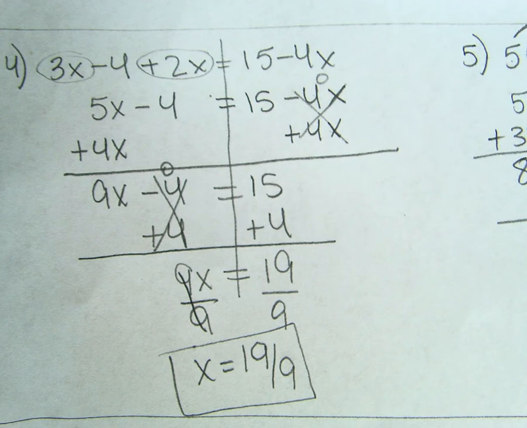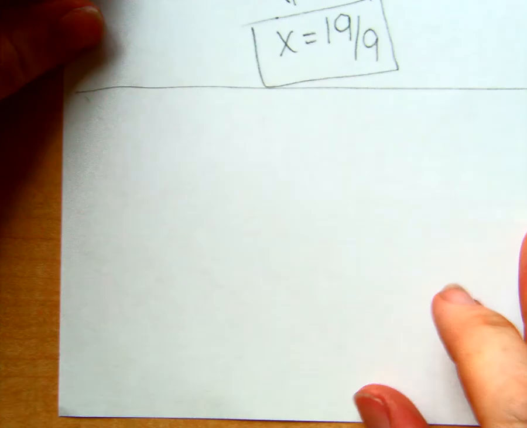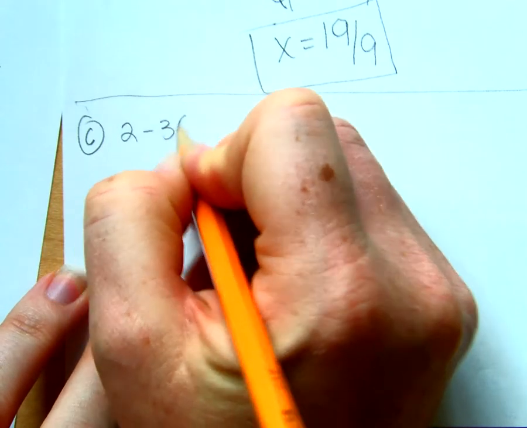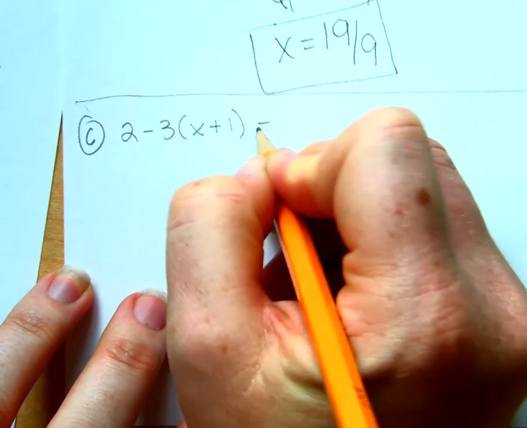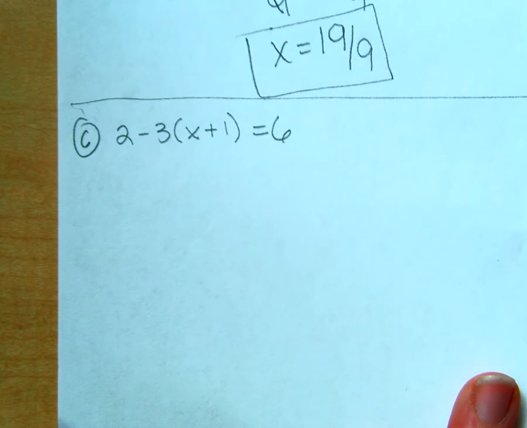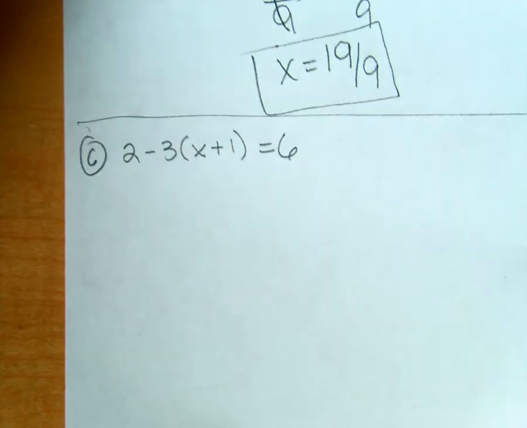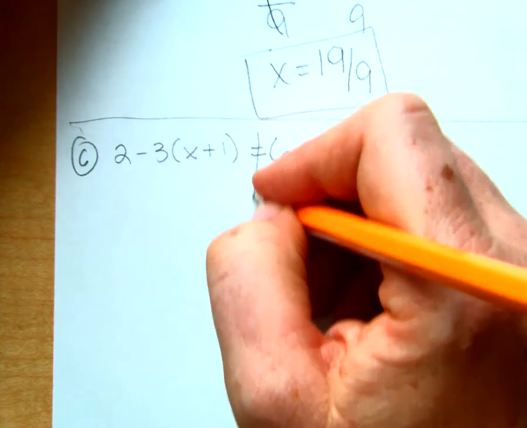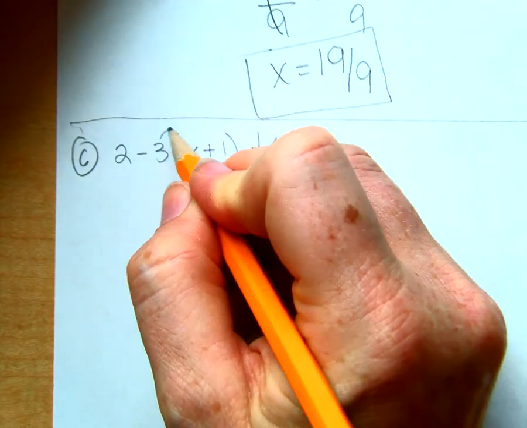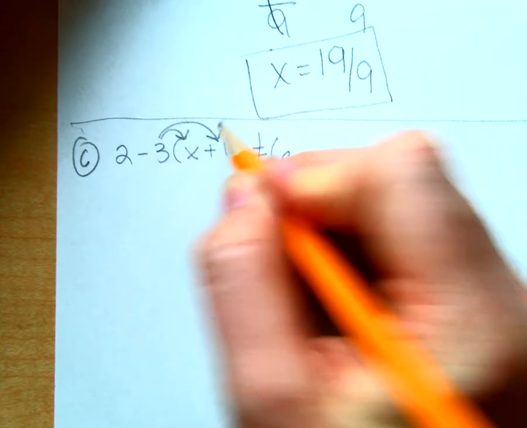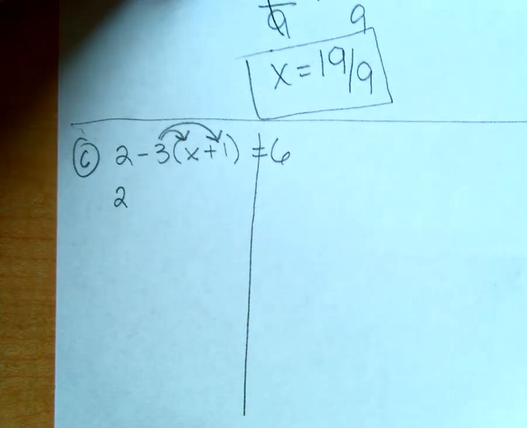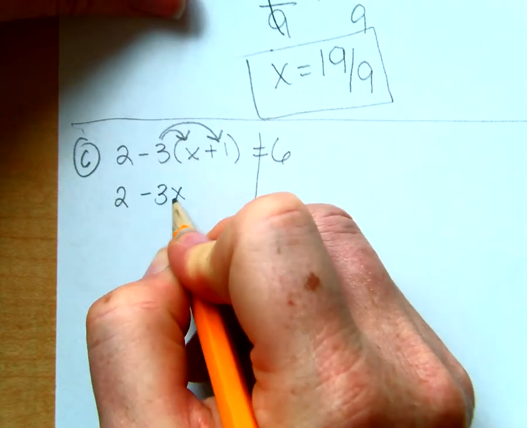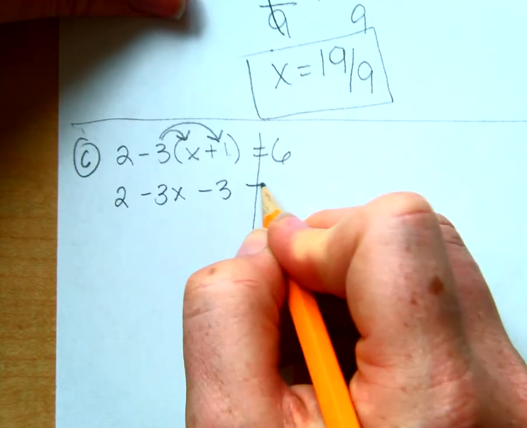Moving on to question number 6. Question number 6 says 2 minus 3 times x plus 1 is equal to 6. So the first thing I'm going to do is distributive property. If there's a parentheses in the problem, I always want to start with distributive property. So I'm going to go ahead and distribute the negative 3 to the x and the 1. The 2 doesn't get to play because it's not in the parentheses, okay? So it's just coming down. Negative 3 times x is negative 3x. Negative 3 times 1 is negative 3.